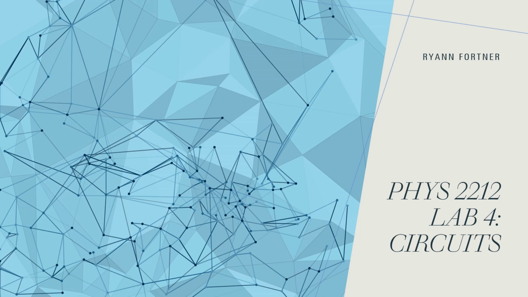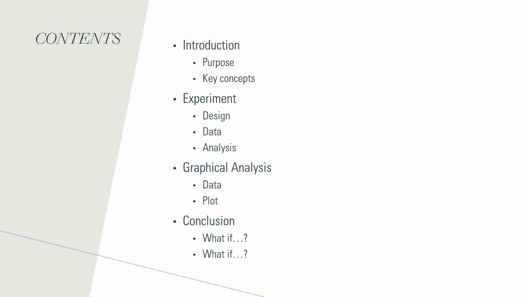My name is Ryan Fordner, and this is my Physics 2212 Lab 4 about circuits. First, I will go over the purpose and key concepts of the lab, then the design and the experiment itself, then I will go over my graphical analysis, and finally answer the two what-if conclusion questions.